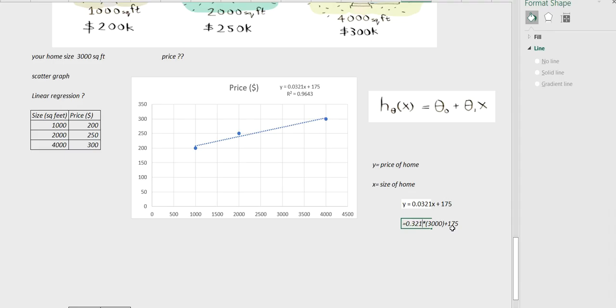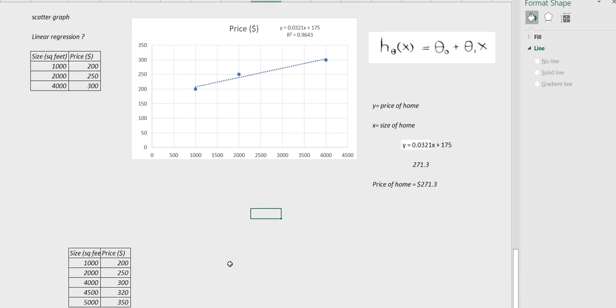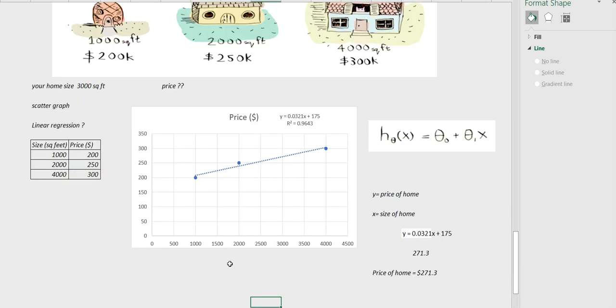The price of the home will be, if it is 3000 square feet, okay, actually it's 0.03271. So the price of the home which I want to sell will be 271.3 dollars, okay. So any doubt till now, class?